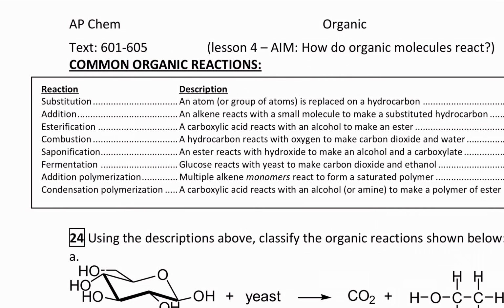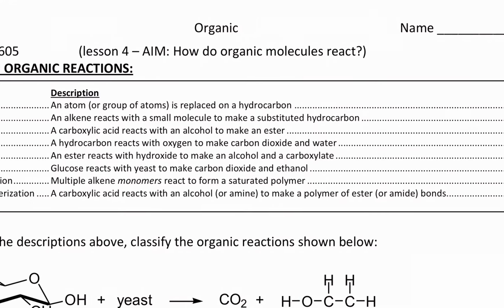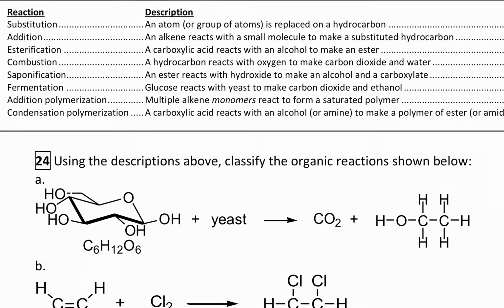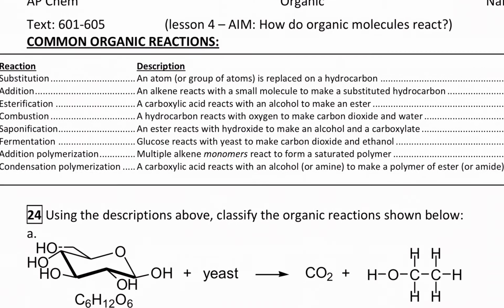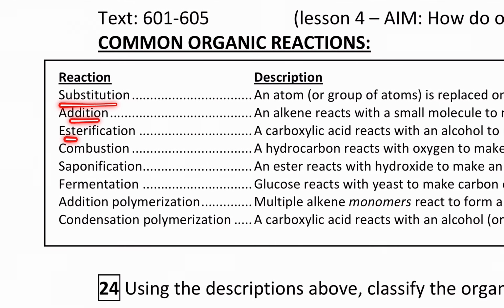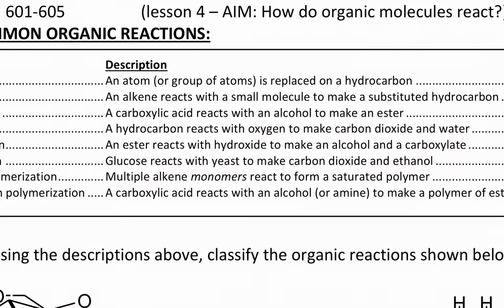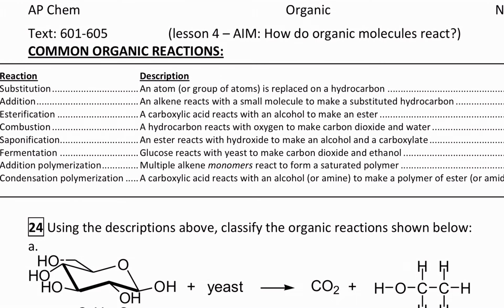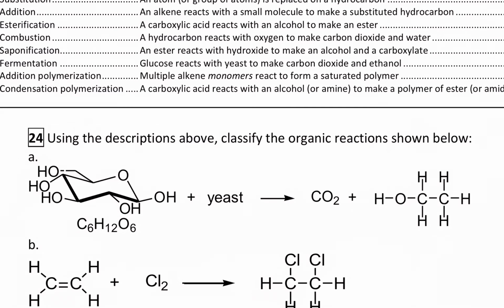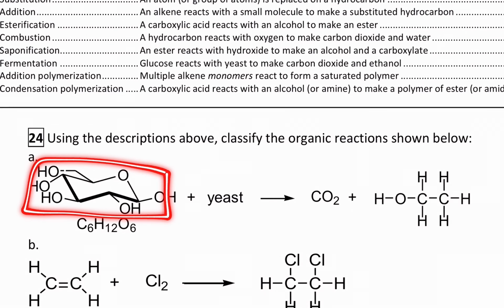We've got 8 of them here, and we're just going to play a matching game to see if we can figure out from that list which one down below goes with the reaction up above. We've got a substitution, an addition, esterification, combustion, saponification, fermentation, polymerizations of addition and condensation type, and those descriptions are there. So let's look at each one. I'll do the first few and then ask you to hit pause and see if you can do the rest on your own.